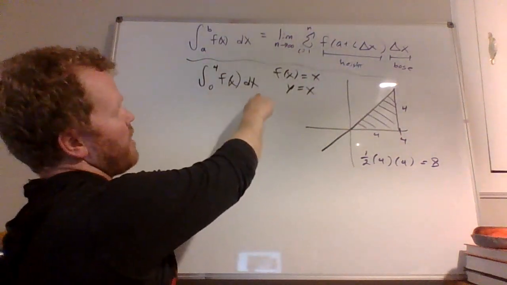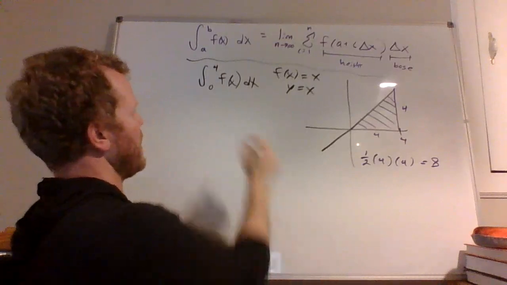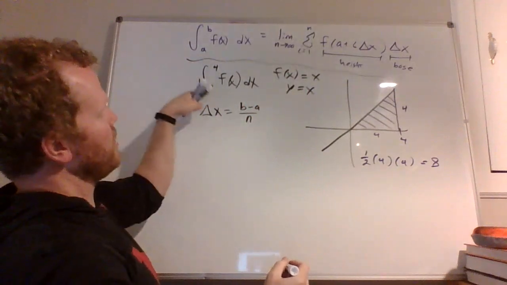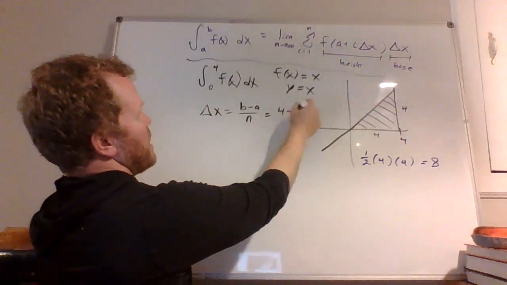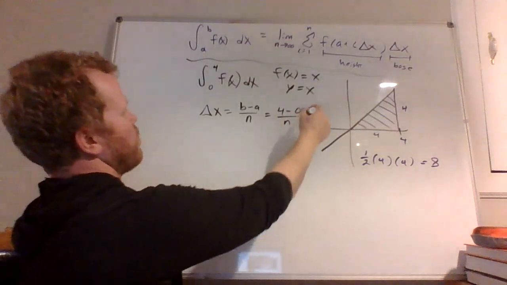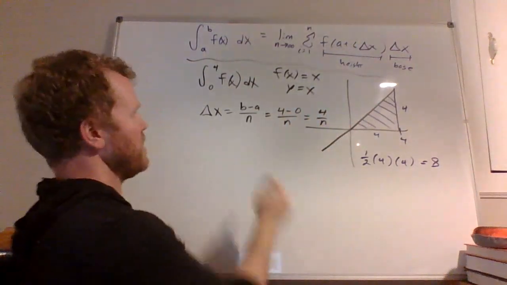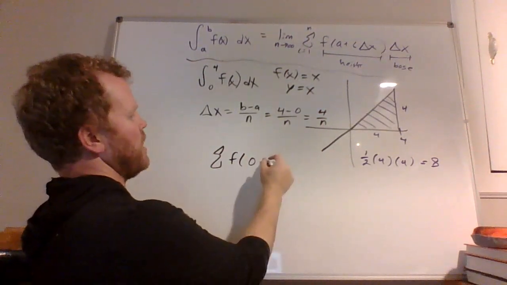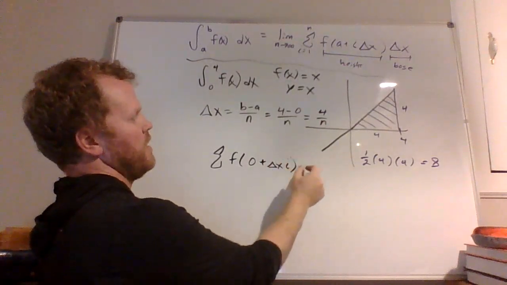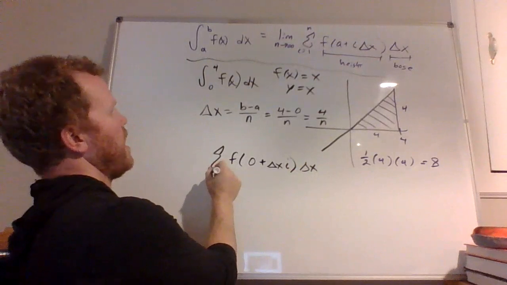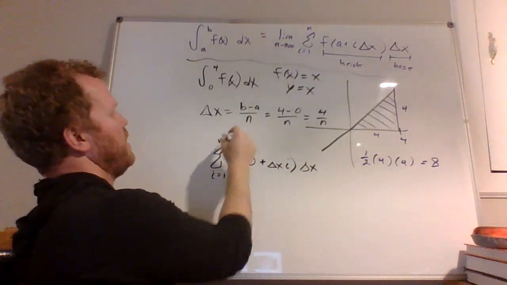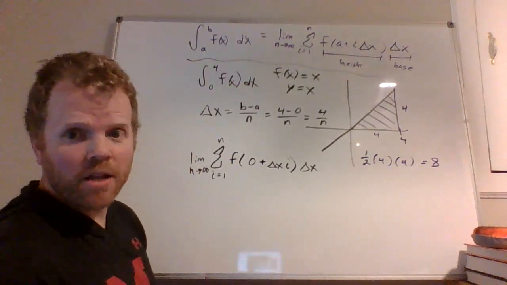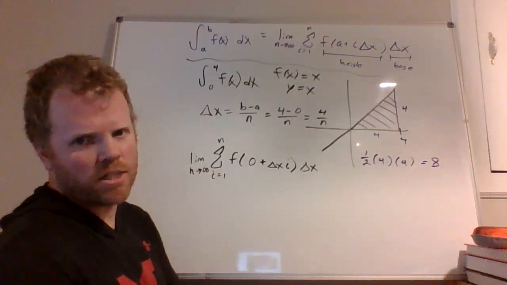So if I want to do the area from 0 to 4, first I need to find my delta x. And my delta x is b minus a over n. b is always the top number, a is always the bottom number, so that's 4 minus 0 over n. So that's just 4 over n. So we say this is the sum of f of a, being 0, plus delta x times i, times delta x. i starts at 1, ends at n, but n is going to infinity. So this mess of a limit should also wind up being equal to 8. So let's see if it is.